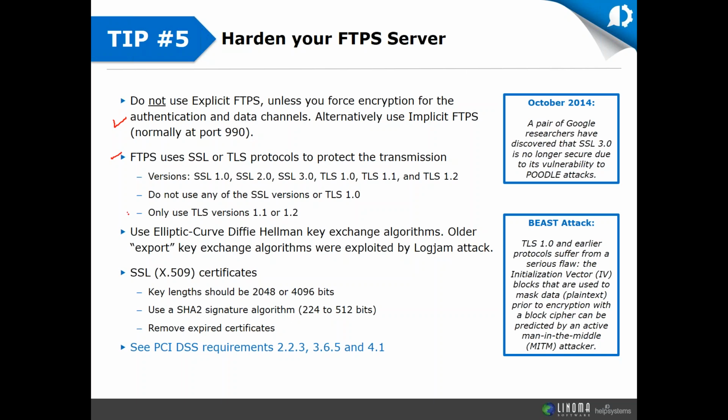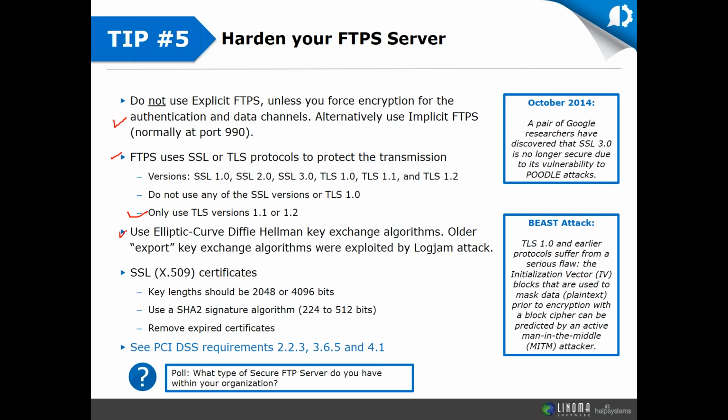Therefore, you should only enable TLS versions 1.1 or 1.2 in your FTPS server. If a trading partner attempts to connect with any SSL version or TLS version 1.0, your FTPS server should reject that connection. And older key exchange algorithms should also be disabled. You should only use the modern elliptic curve Diffie-Hellman algorithm for exchanging any keys with your trading partners.